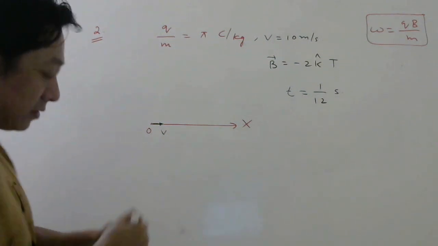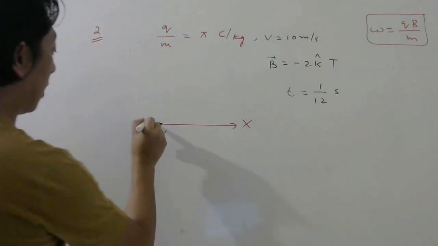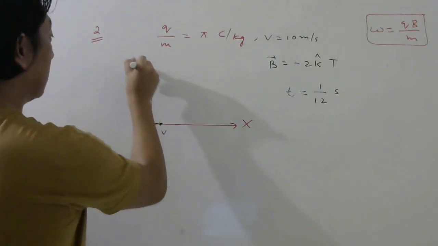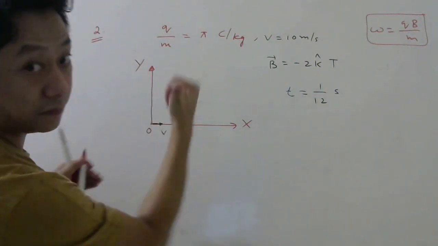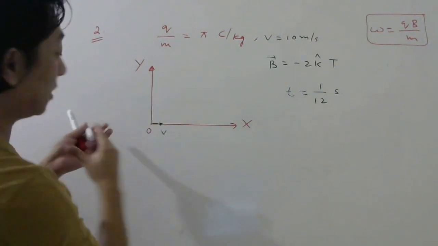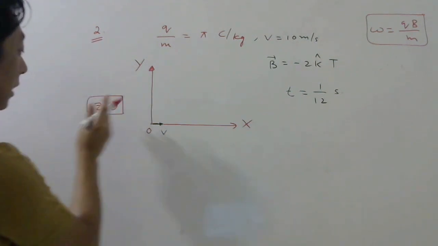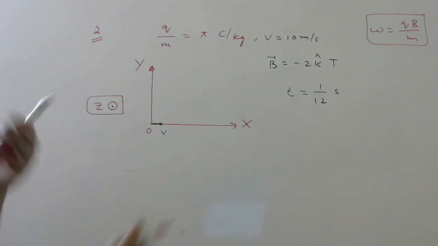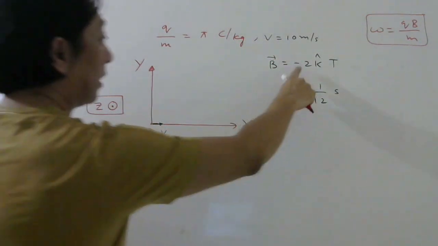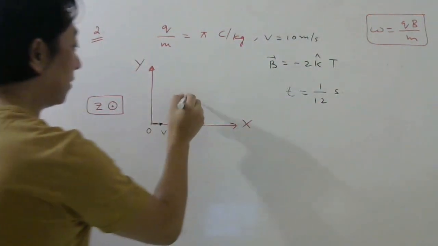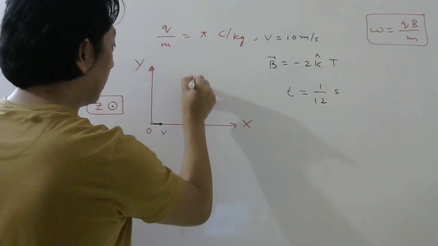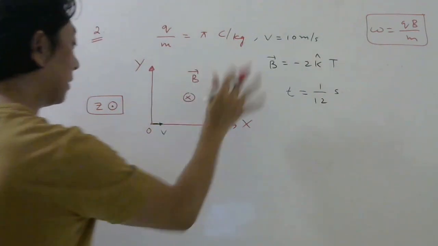So this is x axis. Let us say this is your y axis. Then your z axis will be here. So this will be your z axis, out of the board. Now magnetic field is applied minus k cap, no? So it will be into the board. So this is magnetic field everywhere.